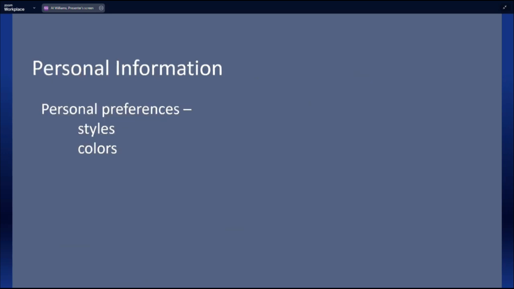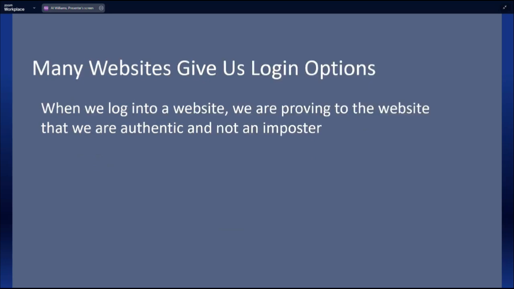So when I said other personal information, I was thinking about things like personal preferences, like styles and colors, or personal attributes like clothing sizes and shoe sizes. That's what I would call other personal information. Many websites give us login options, I should say. When we log into a website, we want them to know that we are authentic, and they want to know that we are authentic as well, and that we are not an imposter.